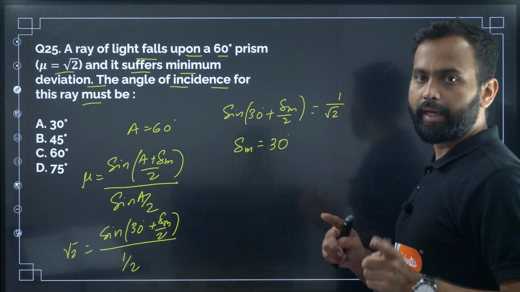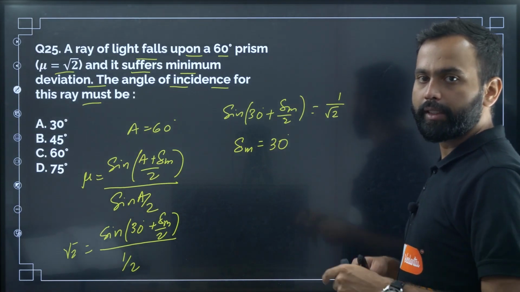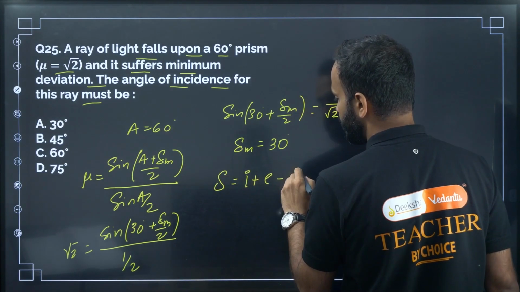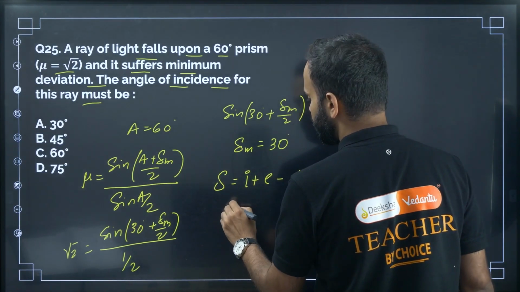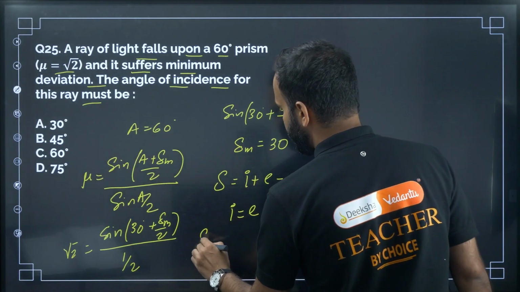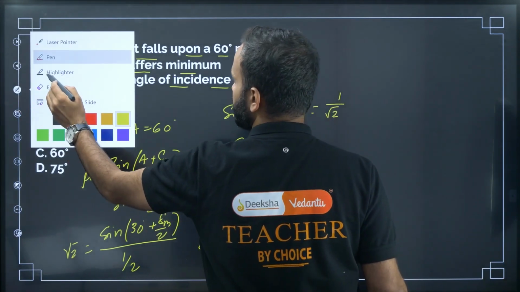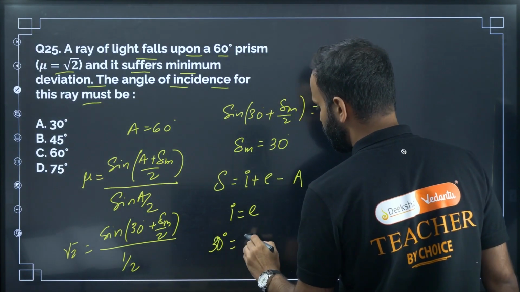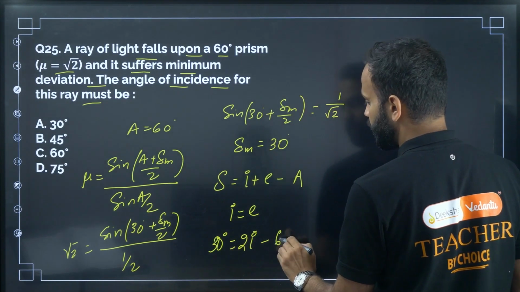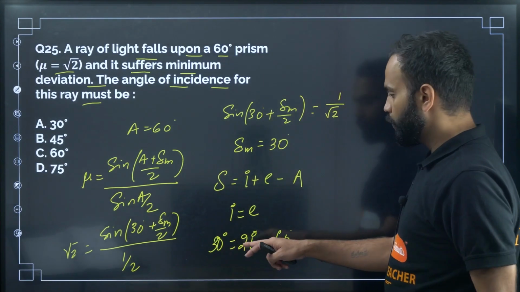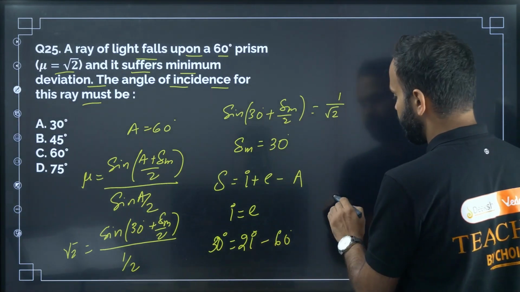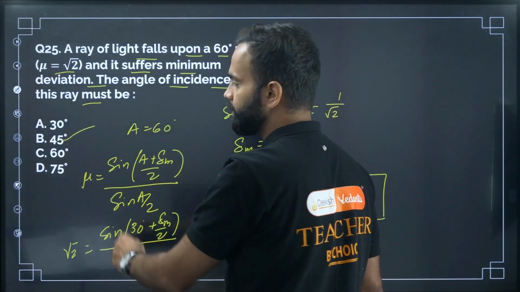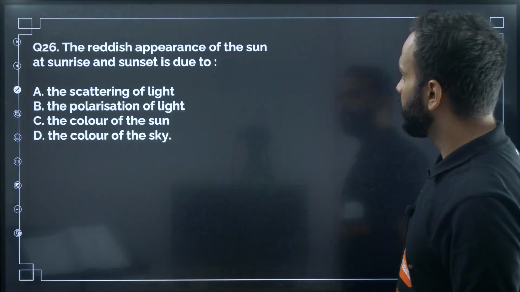So we know the relationship between angle of deviation, angle of incidence, angle of emergence and angle of prism. So what is the relation? Delta equal to I plus E minus A. So what is the condition for angle of minimum deviation? I equal to E, right? So now delta m is equal to 30 degree, right? So 30 degree is equal to 2I minus A, A is 60 degree, right? So now 2I equal to 90 degree. So I equal to 45 degree. Angle of incidence must be equal to 45 degree. So the correct option is B.